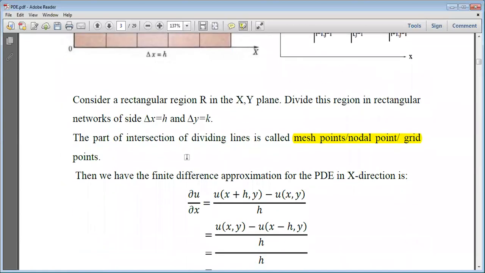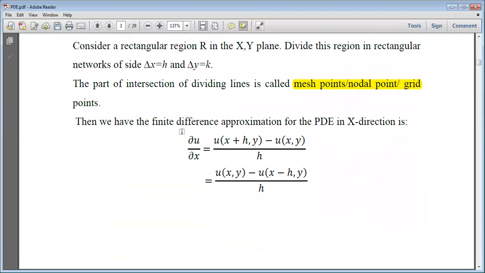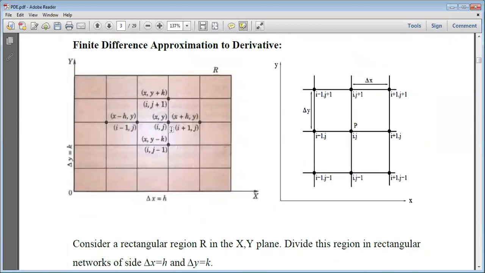Then we find a different approximation for the partial derivative in the x direction. ∂u/∂x, the partial derivative of u with respect to x, can be approximately replaced as u at (x+h, y) minus u at (x, y), divided by h. This is the u value at (x+h, y) minus the u value at (x, y), divided by the grid size or mesh size, that is h, in the direction of x.